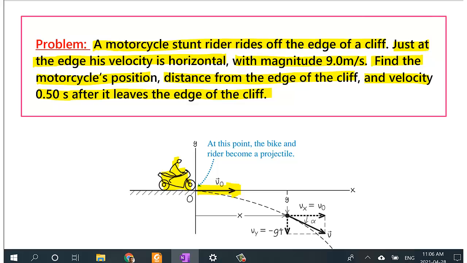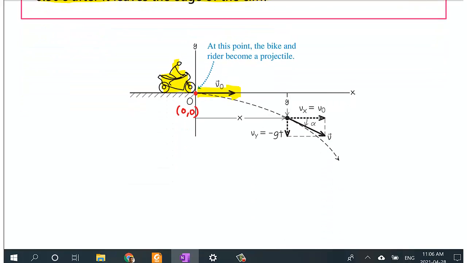And then we have to find the distance from the edge of the cliff, so this point. This is the edge of the cliff. So we will consider this point as the origin, the 0, 0 coordinate. Then we have to find the distance, and we also have to find the velocity after 0.5 seconds. So let us do it one by one. We have been given the time, that is, we have to calculate everything after 0.5 seconds.